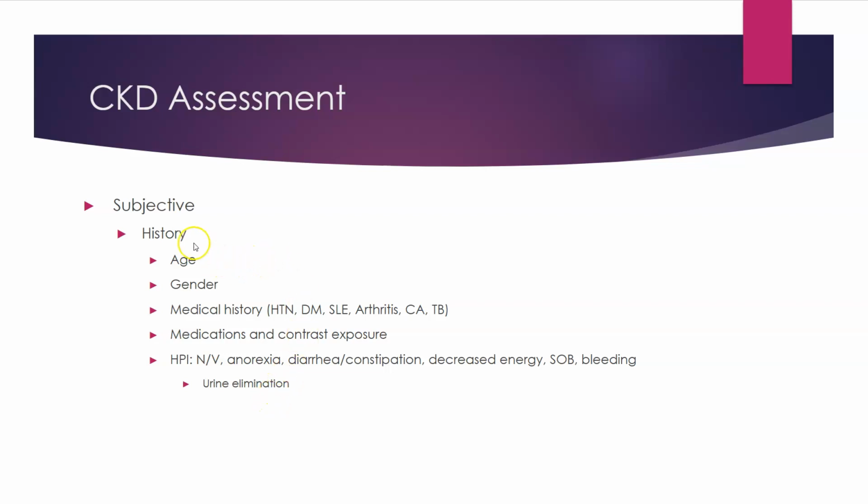Subjectively, based on their age, the older somebody is, the more likely they are to have complications. Male gender is more prevalent than female, but both can be impacted. Medical history, like we said before: hypertension, diabetes mellitus, lupus, arthritis, cancer, TB. All these are risk factors for chronic kidney disease. Any medications that can be nephrotoxic or contrast exposures can do this as well. With the history of previous illnesses, nausea, vomiting, anorexia, diarrhea, constipation, decreased energy, shortness of breath, or bleeding can all be signs pointing to chronic kidney disease.